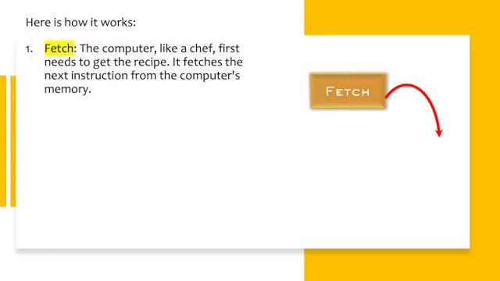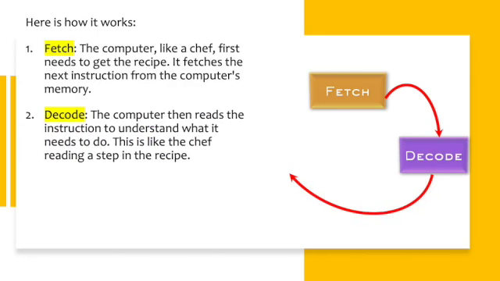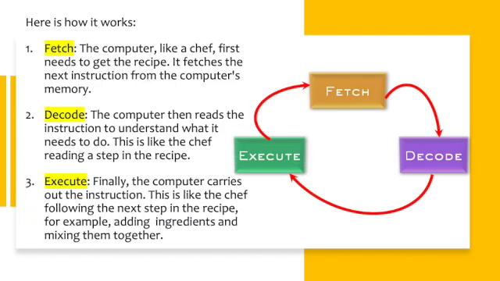1. Fetch. The computer, like a chef, first needs to get the recipe. It fetches the next instruction from the computer's memory. 2. Decode. The computer then reads the instructions to understand what it needs to do. This is like the chef reading a step in the recipe. 3. Execute. Finally, the computer carries out the instruction. This is like the chef following the steps, for example, adding ingredients and mixing them together.